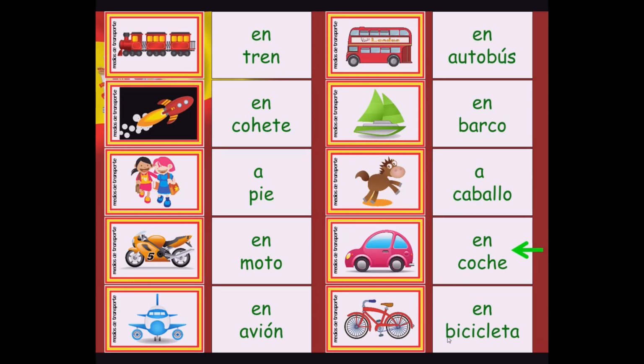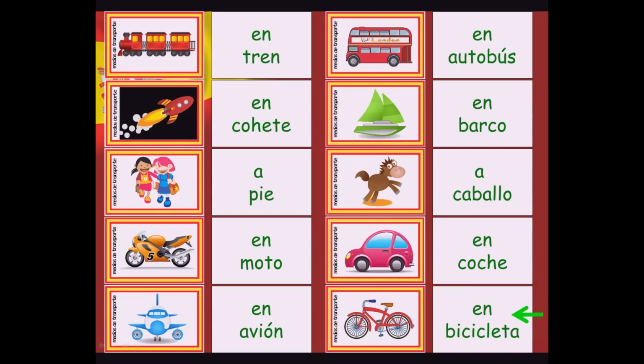En coche. What about en coche? Right? By car. And finally, en bicicleta. En bicicleta is by bike. Sometimes you can short bicicleta to bici for bike. Okay. So there's our 10 transports. 8 of them begin with en. 2 of them, these two here, begin with a. So we've got a pie and a caballo.